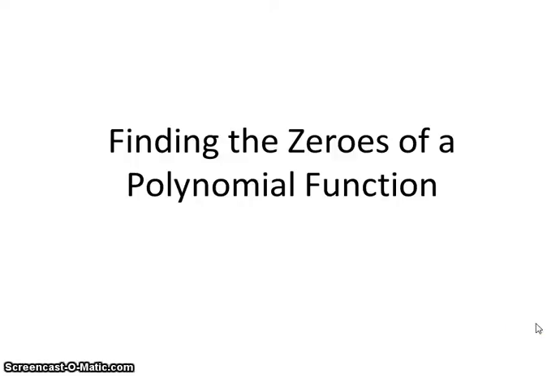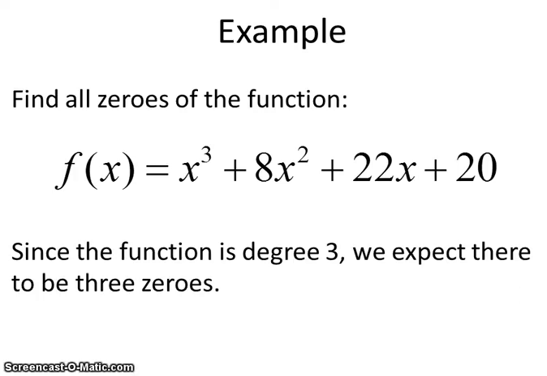Hi guys, today we're going to do an example where we find all of the zeros of a polynomial function. So here's our example. We want to find all zeros of the function f of x equals x cubed plus 8x squared plus 22x plus 20. We can note that since our degree is 3, we expect there to be 3 zeros.